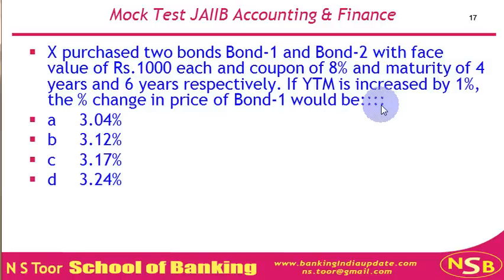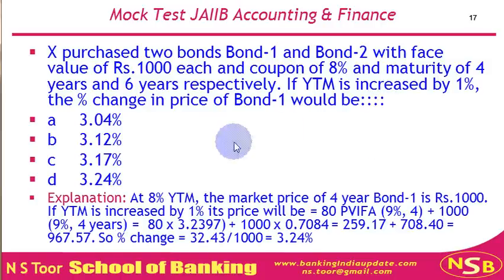Let us see the explanation. At 8% YTM, the market price of the 4-year bond is 1000. So this is the value. At 8%, it will be the same. If YTM is increased by 1%, its price will be, so 80 rupees is the coupon amount. So the coupon amount will be in the form of an annuity. It will be received every year for 4 years.